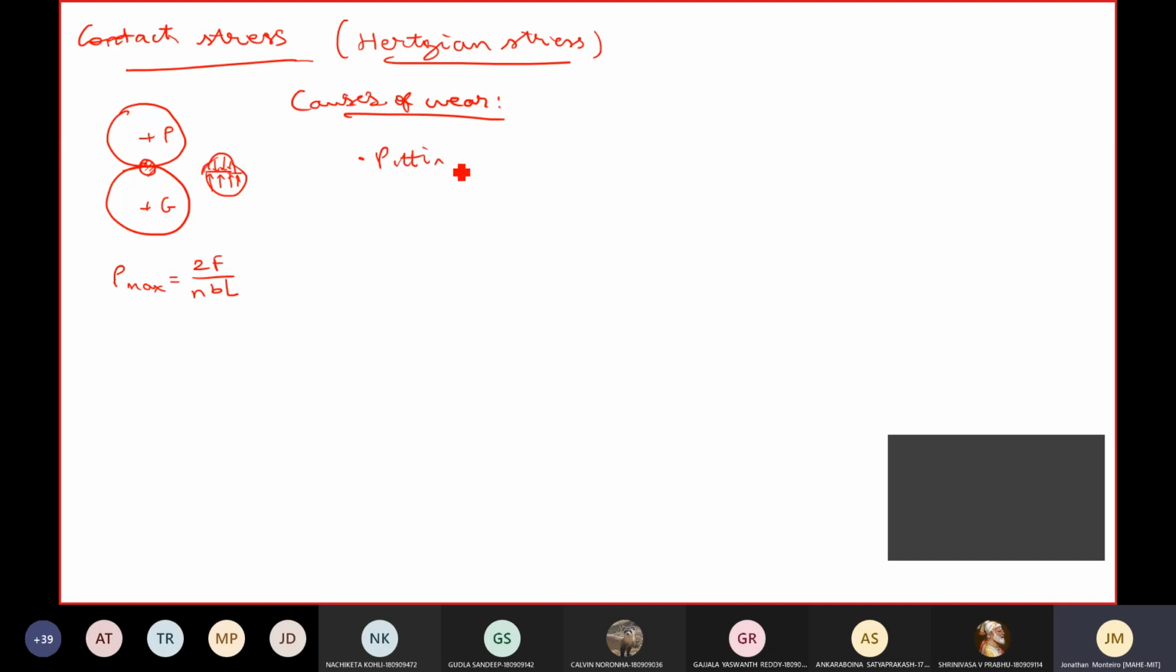One is called pitting. Pitting is due to the high contact stresses, so it is directly load related. Pitting means that because of high contact stresses, material is getting etched out. Due to that localization of stresses, the material is trying to come out of it. One more is called scoring. This occurs due to lack of lubrication.